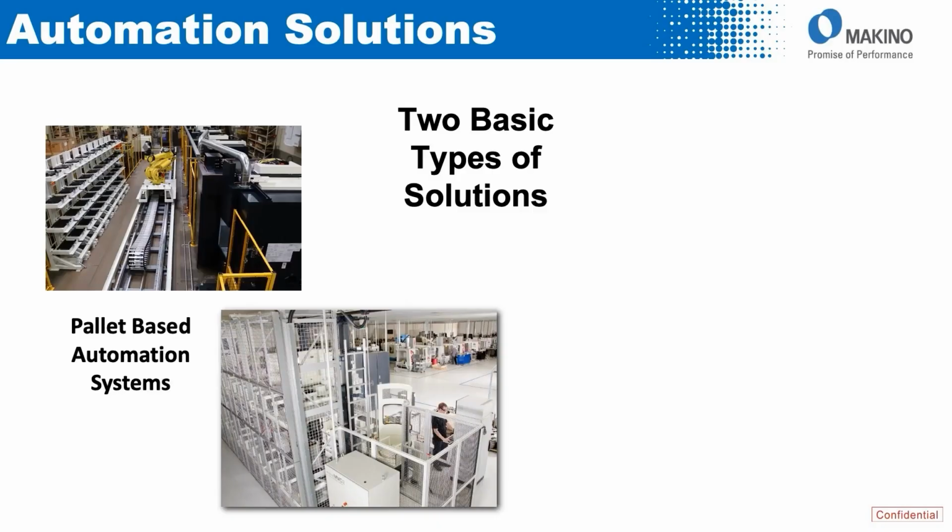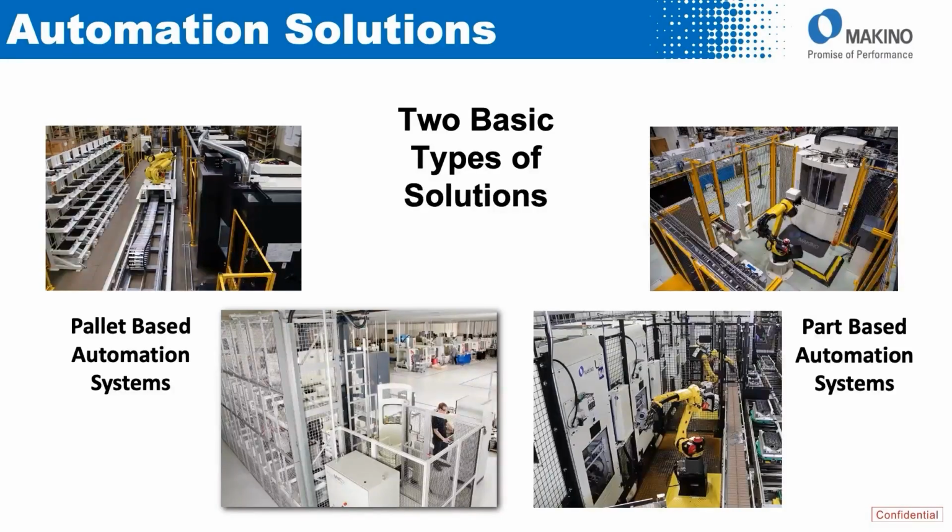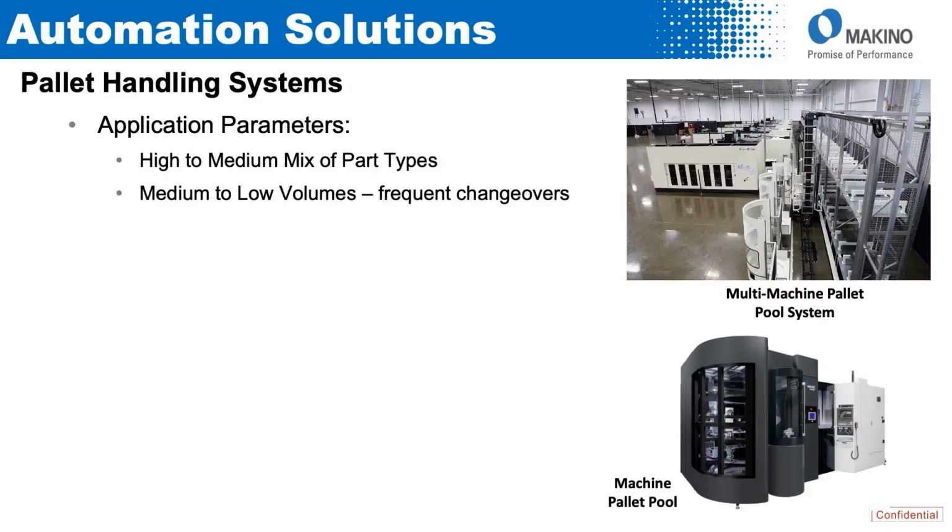You may have caught on to this throughout the course of going through the elements of a successful automation system: pallet-based automation and then part-based automation. They have two unique sets of features and typical applications they're centered around. For pallet-based, the application is a high to medium mix of parts. Your volumes are lower, maybe a medium or low sized batch of parts, but you've got frequent changeovers between the different part types on a machining center.